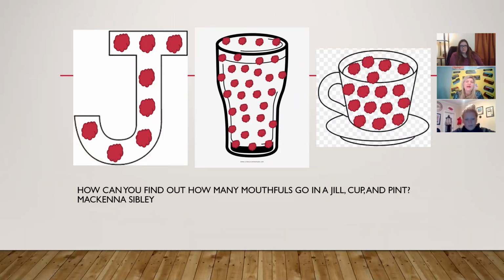All right, Mackenna, how could you find out how many mouthfuls go into a gill, a cup, and a pint? So we had the list of how many goes in each, and then you find out that 2 mouthfuls equals 1 jigger, 2 jiggers equal 1 jack, and 2 jacks equal 1 gill. So you just double the mouthfuls since it's 2 to 1, and you get a total of 8 mouthfuls equal a gill. Then you double that and you get 16 equal a cup, and then 32 equal a pint. Okay, that totally makes sense.